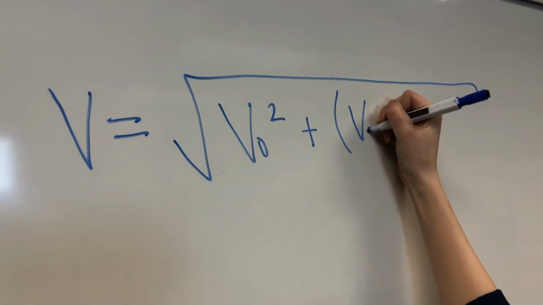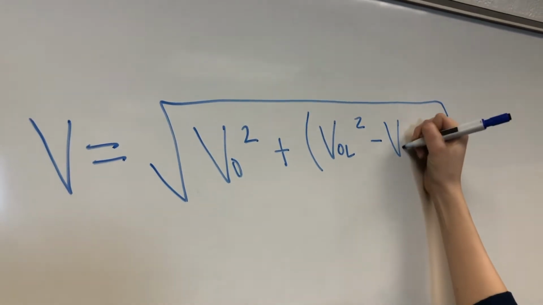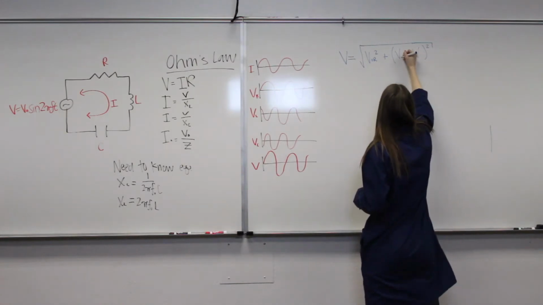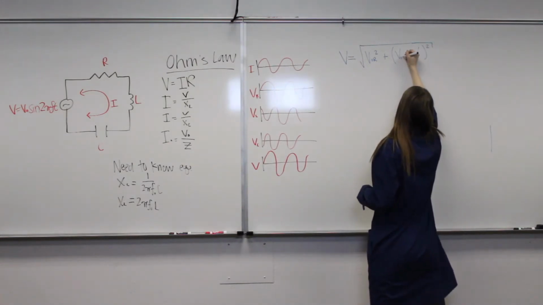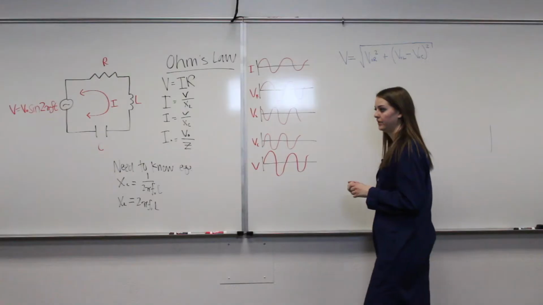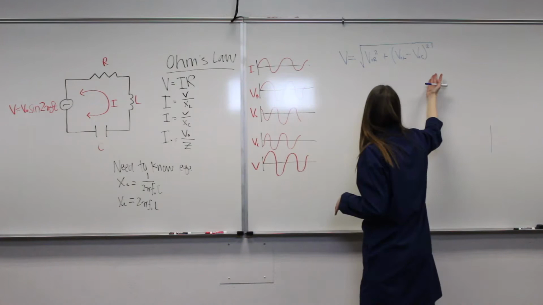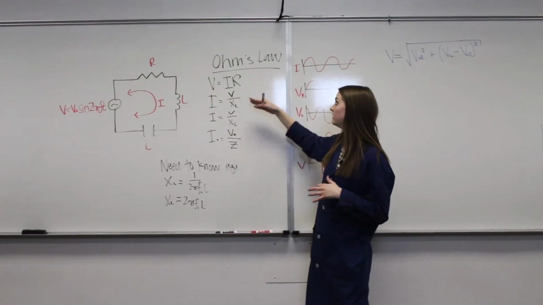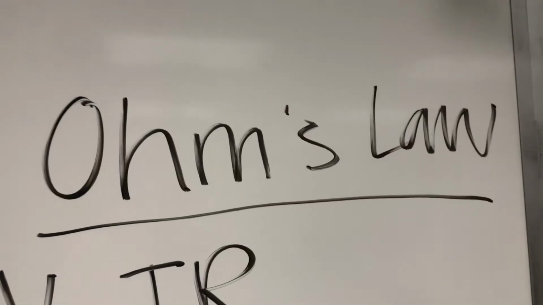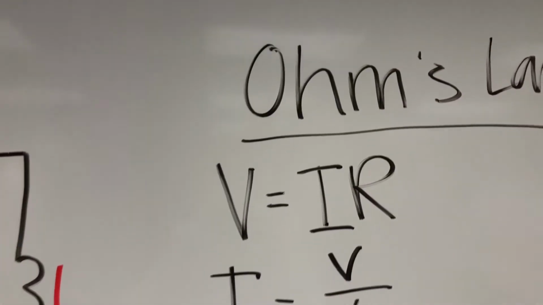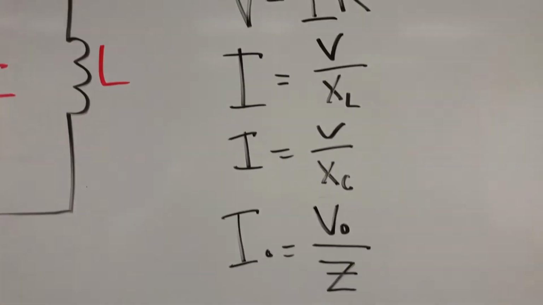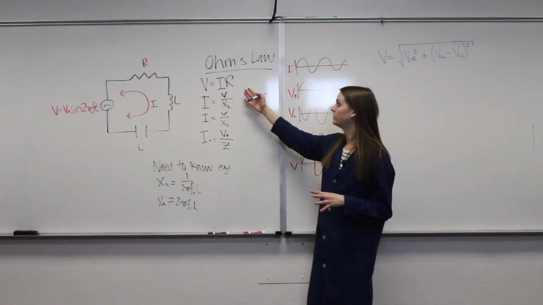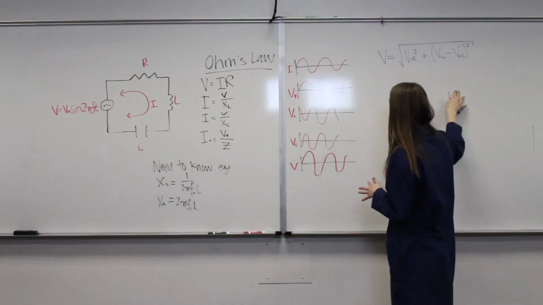With our V0 squared of the resistor, plus the voltage of the inductor minus the voltage of the capacitor, squared, all under the square root. Now we need it in terms of impedance, and impedance is used with the term Z. So we have these equations for Ohm's law, and XC and XL are the reactances that were discussed in the previous section, which we won't go into today. But if we substitute these equations in for the values we have here, we get this equation.